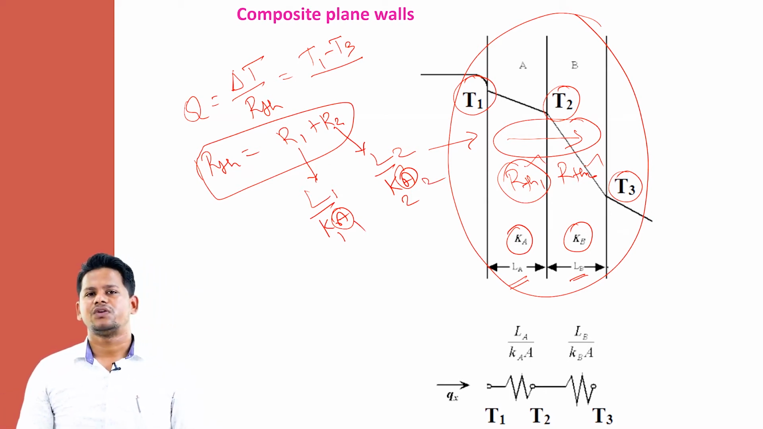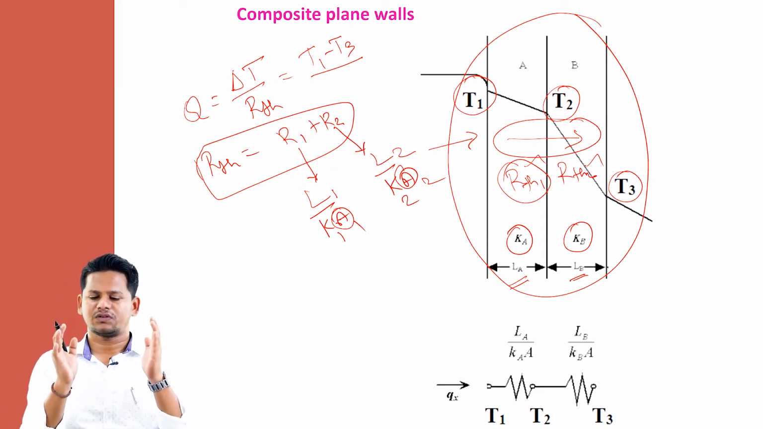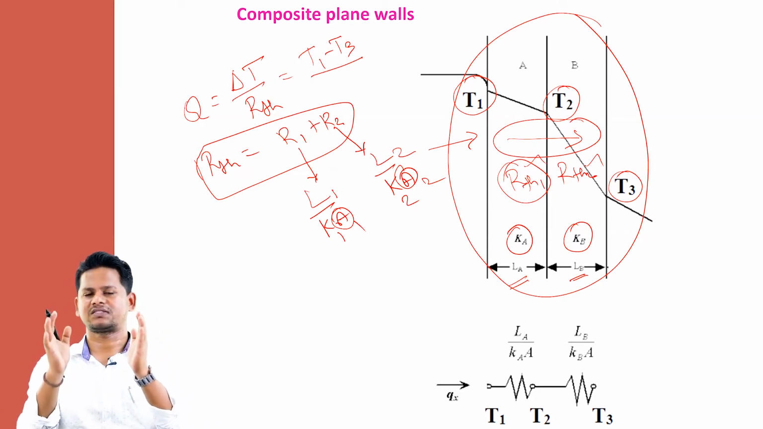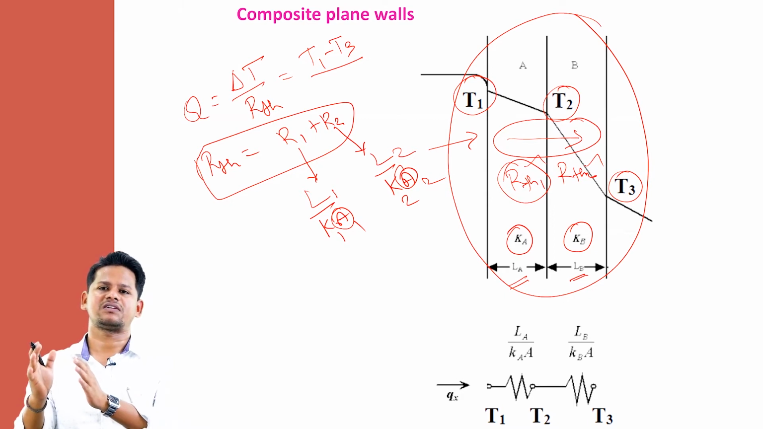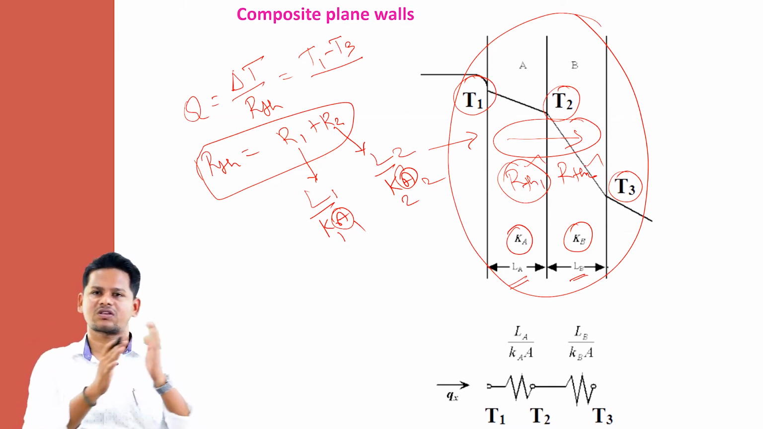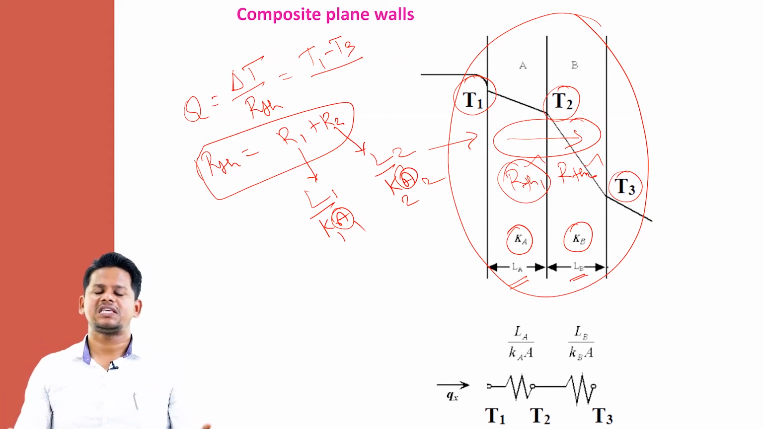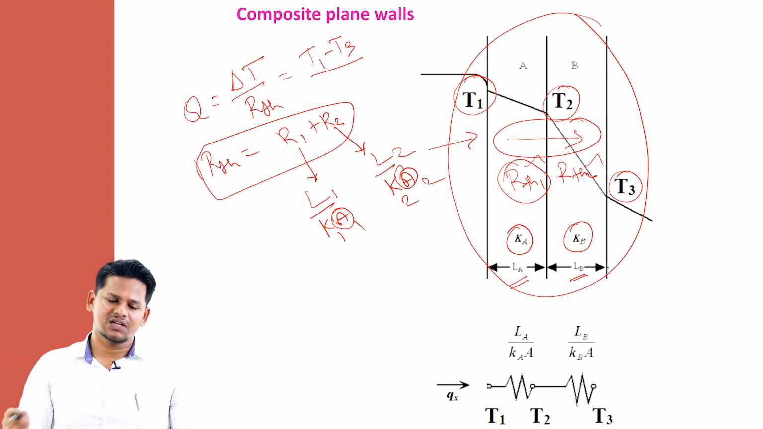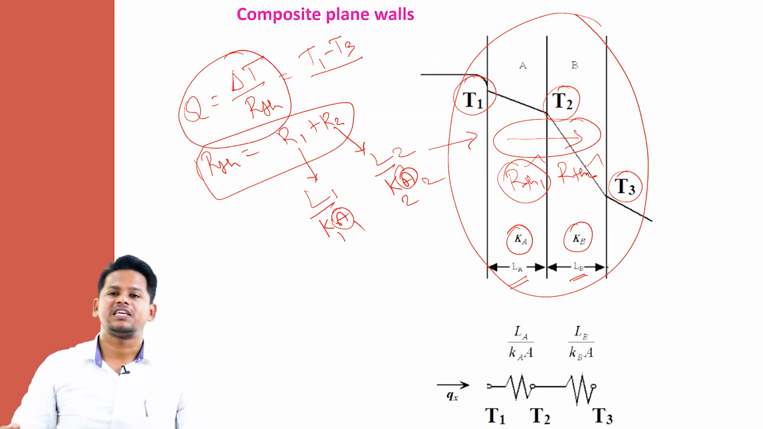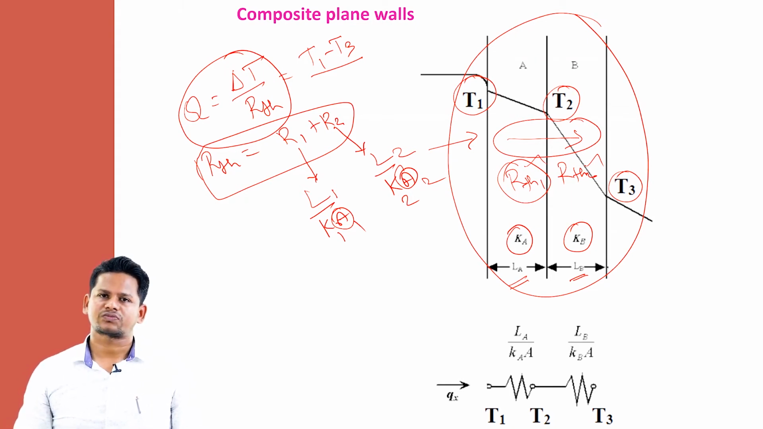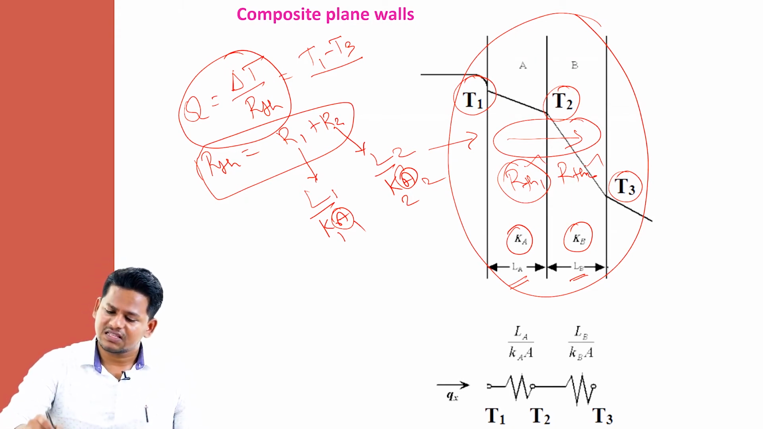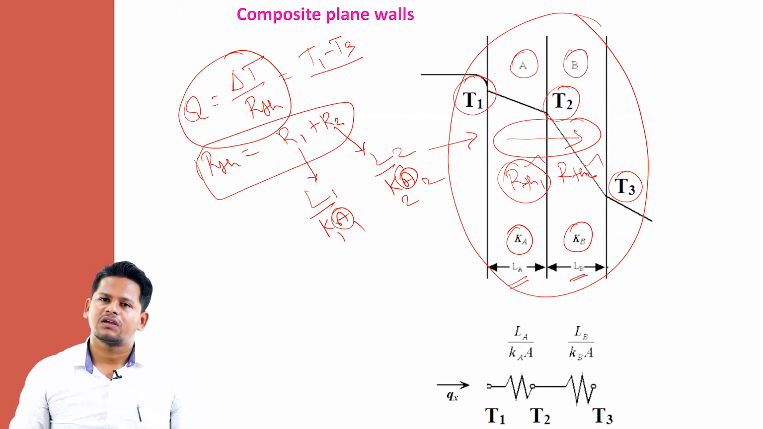So it's very simple. If you have two materials located adjacent to one another, that is called a composite plane wall. And if you have one-dimensional steady state heat transfer in the mode of conduction across this composite plane wall, it is very easy to calculate the amount of heat transfer. Q is nothing but delta T by R. R is R1 plus R2. What is R1? Thermal resistance in this material A. What is R2? Thermal resistance in this material B. Then what is R1 in material A?